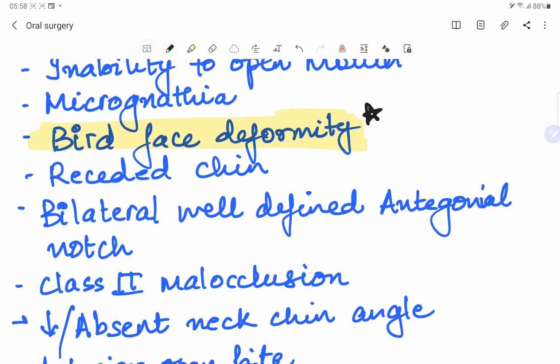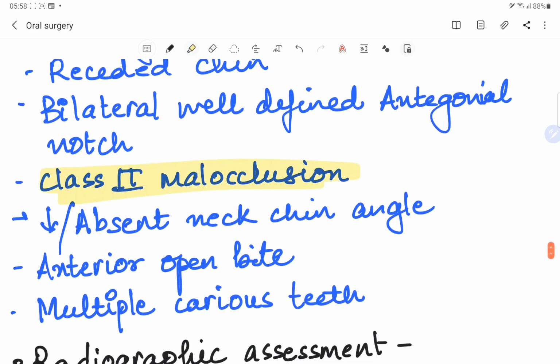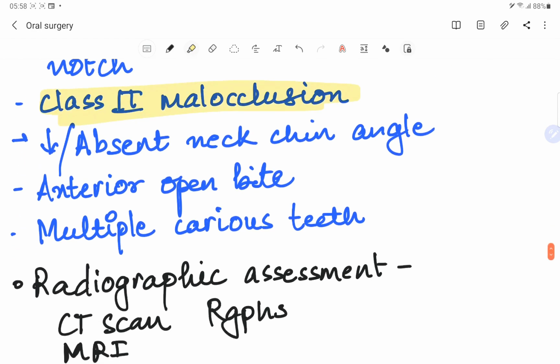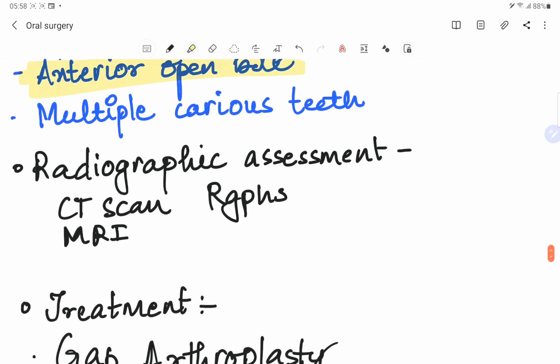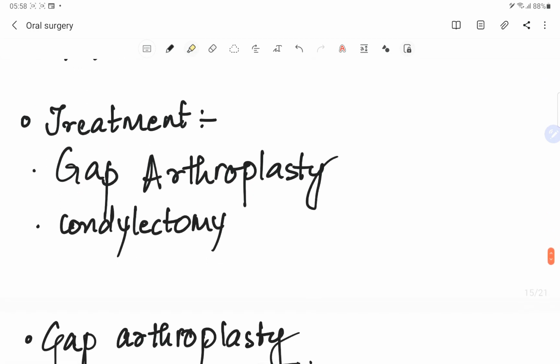We see that there is a class 2 pattern since the mandible is short, right? So the maxillary teeth look proclined. There is a decreased or absent neck chin angle, anterior open bite, and multiple carious teeth. Since the patient is not able to open the mouth, we can go for normal radiograph, CT scans or MRI. The treatment option is that we have to remove the condylar head because there is a bony union.